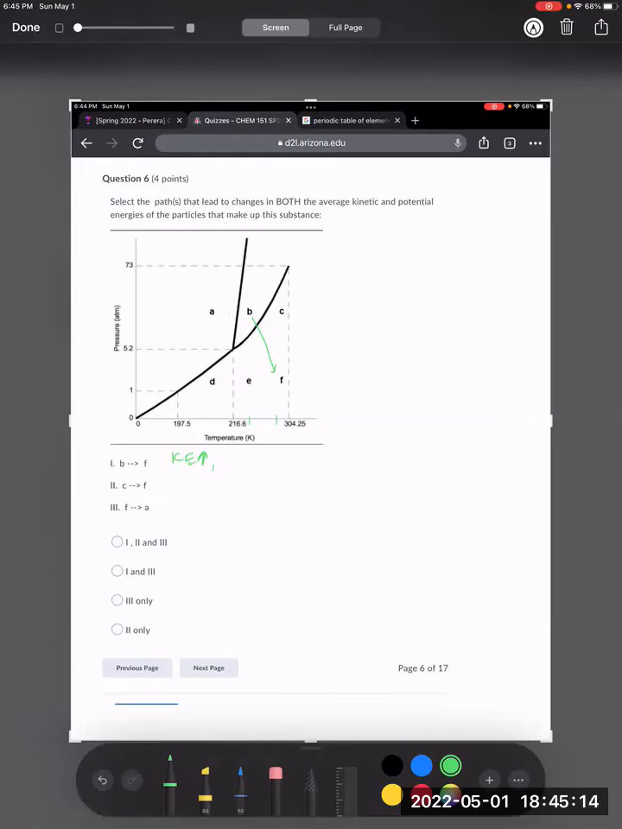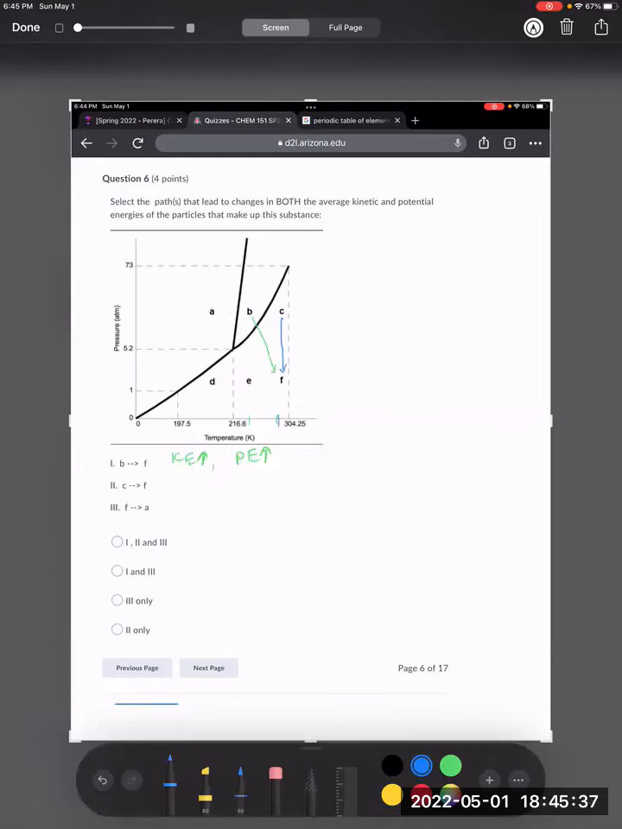In liquid, you have particles closer to each other with stronger intermolecular forces, and in gas, we have weak intermolecular forces or weak attractive interactions. Therefore, potential energy must increase when you go from B to F. C to F. Let's see. Let's pick a different color. C to F. All right.